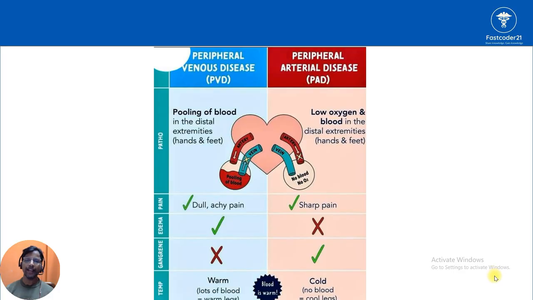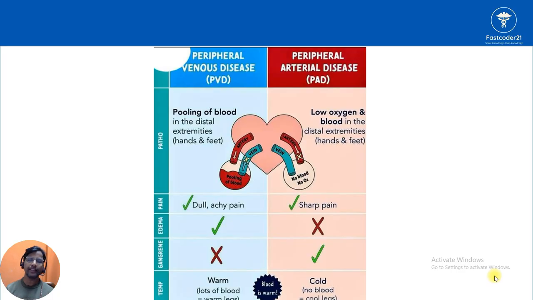If someone is having pain due to peripheral venous disease, it will be dull and achy pain. For example, if the patient is having peripheral arterial disease, they may feel the pain as very sharp. In peripheral venous disease, you can see the edema, or accumulation of the fluid due to pooling of the blood. In peripheral arterial disease, you will not see any type of edema.